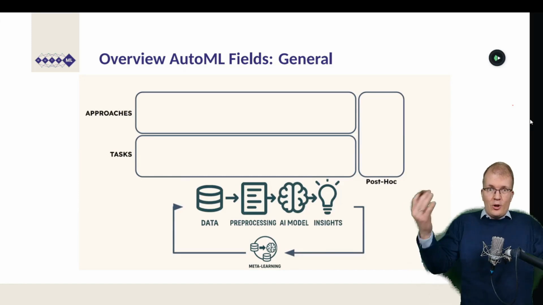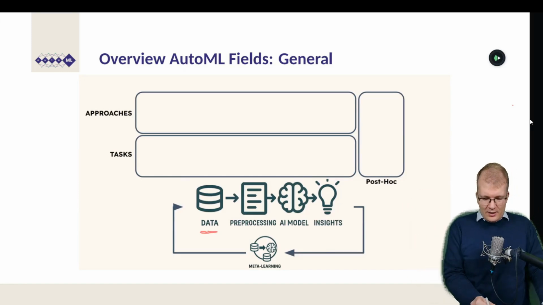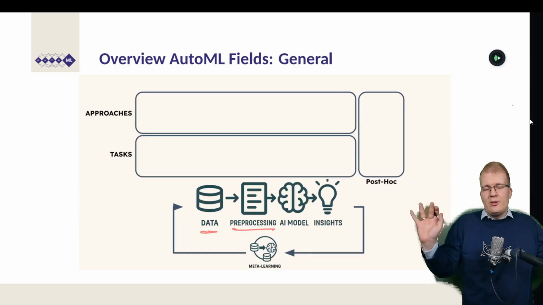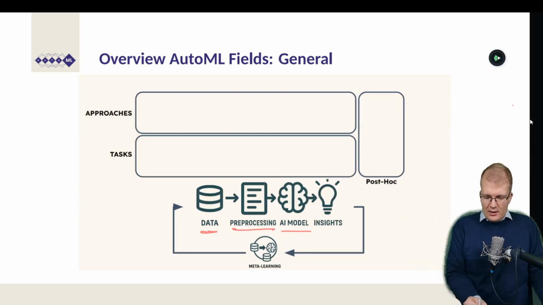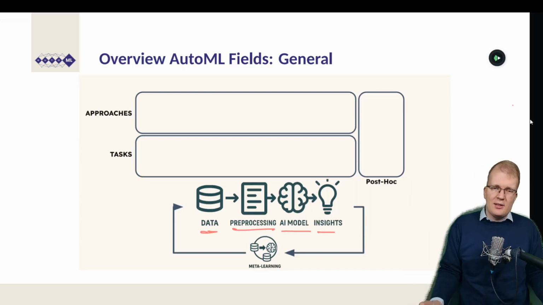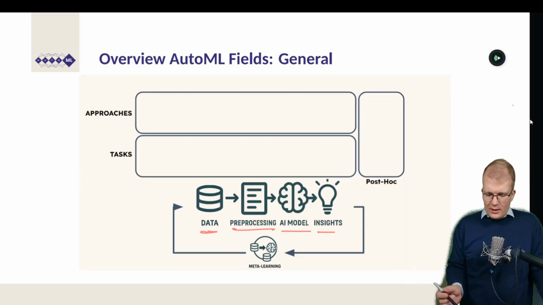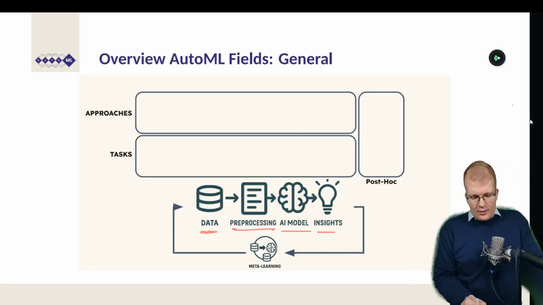But let's start with the overall workflow more. So how are we normally doing machine learning, right? We're starting with data, we preprocess it somehow, trying to increase the quality of our data. We then have an AI model, which should give us some kind of predictions, insights, maybe even decisions and whatnot. You can even make a loop out of that.